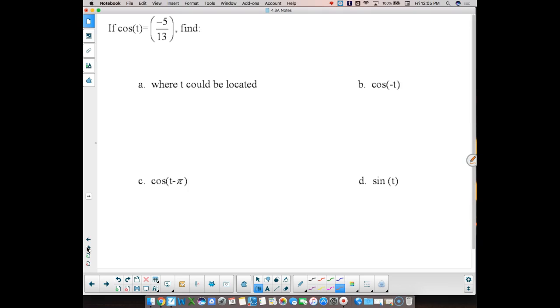Which two quadrants is the cosine of t negative in? 2 and 3. Do we agree that cosine is negative in quadrants 2 and 3? Okay? So t is located somewhere on the left side of my unit circle. Agree?